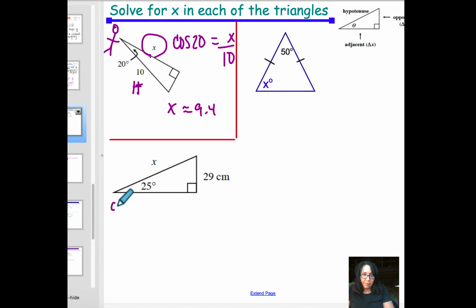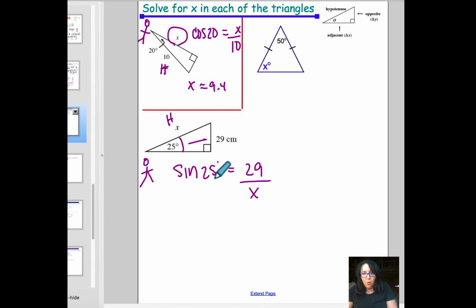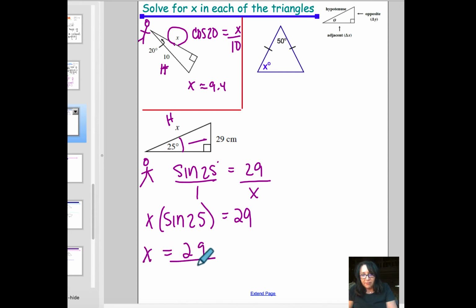For this problem here, I'm going to put myself at this angle here. So that's going to be opposite and hypotenuse here. So I'm going to say sine of 25 degrees equals 29 over x. And we're solving for x, which basically means I have to cross multiply and then divide. So x times sine of 25 is equal to 29. So x is equal to 29 divided by sine of 25 degrees. Keep in mind, 29 divided by, make sure you're using parentheses, sine of 25, I get about 68.6. So x is about 68.6.